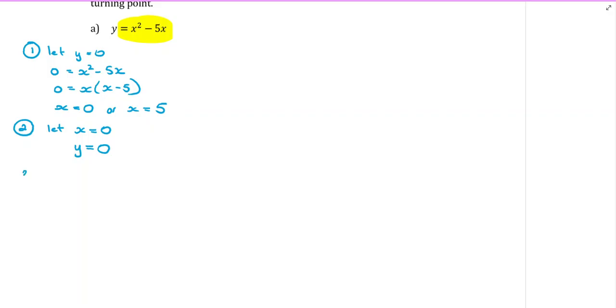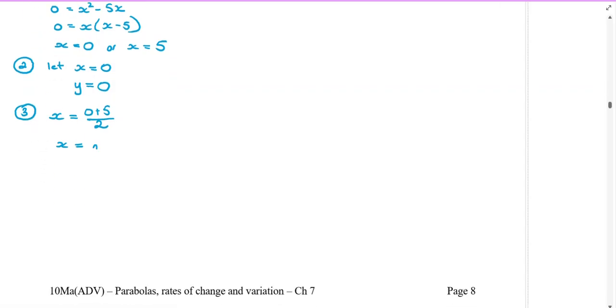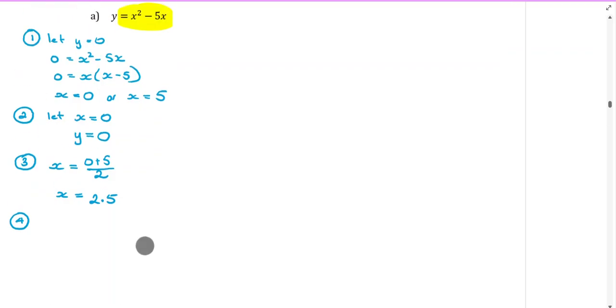That's step 2 done. Step 3 is probably the newish one, where we want to find the x-coordinate of our turning point. Because I have my two x-intercepts here, 0 and 5, I'm going to use the method of averaging those intercepts. So right in the middle would be 0 plus 5 over 2, which means the x-coordinate of my turning point is 2.5.